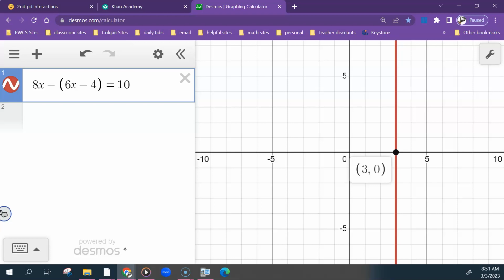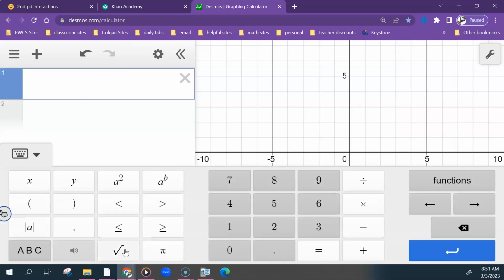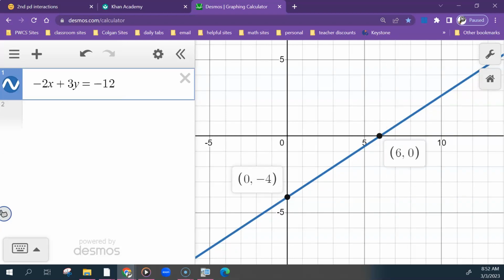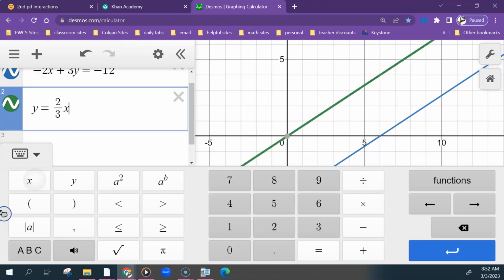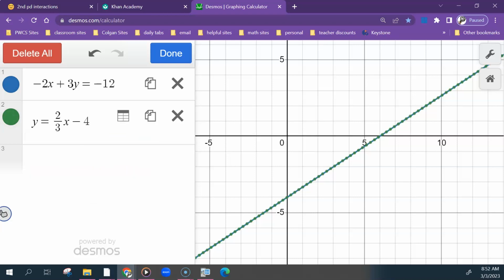Now the next one, solve for y. You're going to get a line. You could either do this algebraically or use Desmos. So if we were solving for y, you would have to know what your y-intercept is, what your slope is. So y-intercept is at -4. It looks like our slope is up 2 to the right 3. So if I type that in, they should overlap. So that would be your equation for number 4.